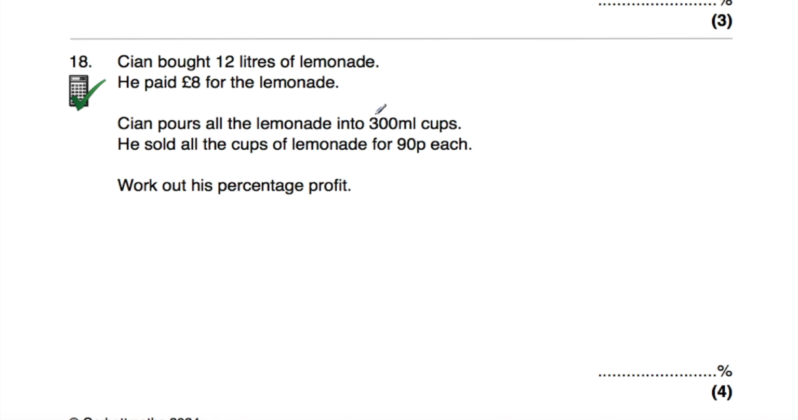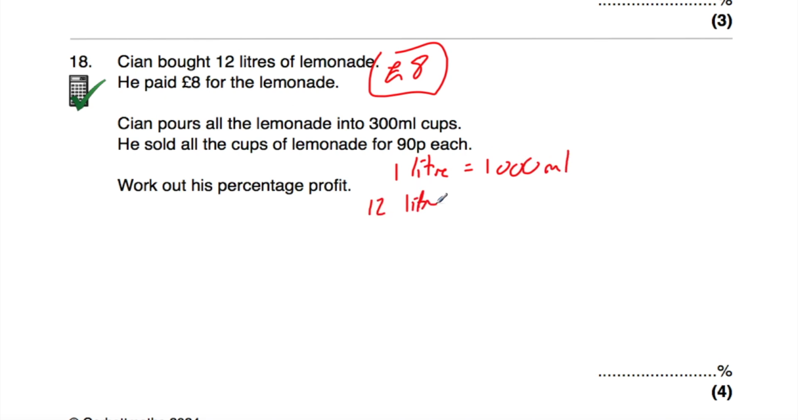Okay, so let's first of all work out the profit to then work out the percentage profit. He bought 12 litres for £8, so that's how much he spent to begin with. Let's then work out how much money he brings in by selling the lemonade. He pours them all into 300 millilitre cups. In 1 litre, there's 1,000 millilitres, so 12 litres would be equal to 12,000 millilitres, just multiplied by 1,000. So he has 12,000 millilitres of lemonade.